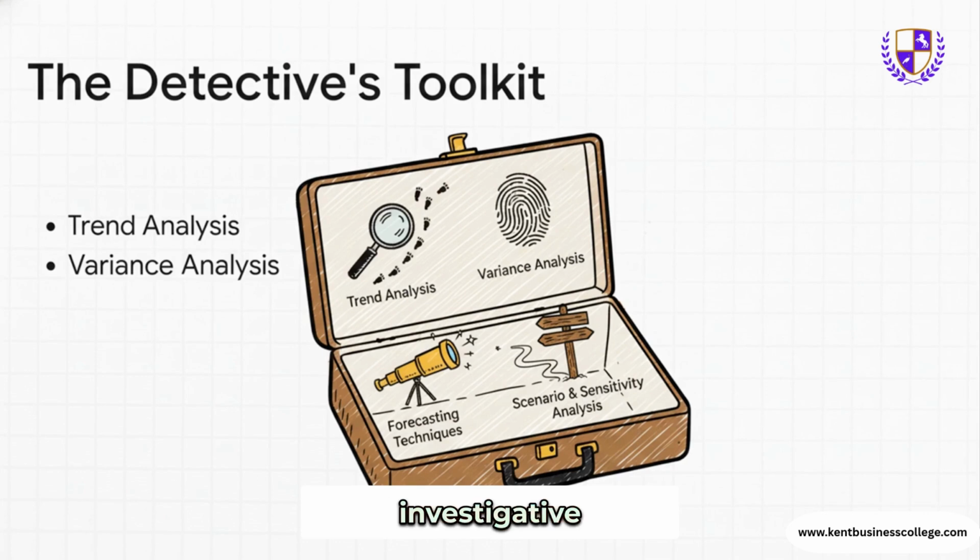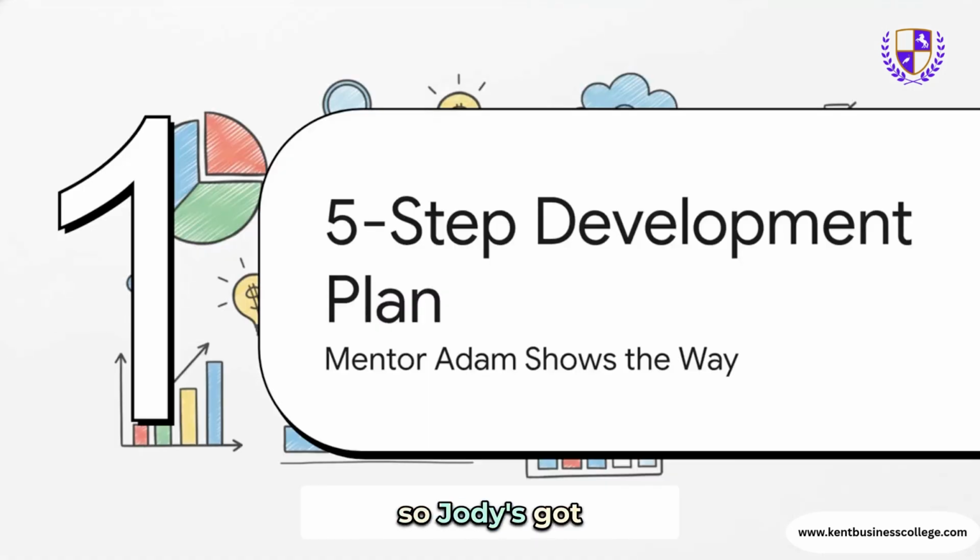These are your investigative tools. Think of trend analysis like following a set of footprints over time to see where they lead. And variance analysis? That's like dusting for fingerprints at a specific crime scene. It's all about picking the right tool for the right clue. Okay, so Jody's got her mission.